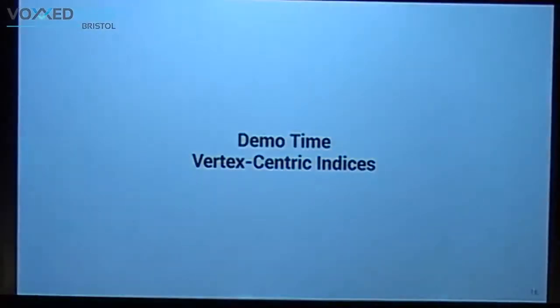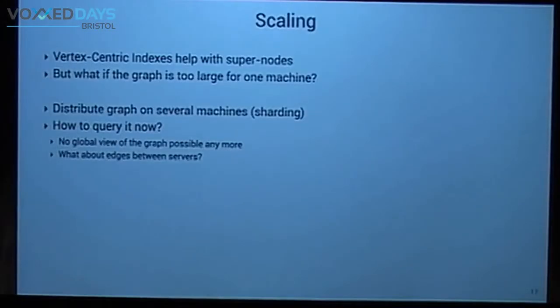But this is still running on a single machine. Now let's talk a bit about scaling. Vertex-centric indices help with supernodes. They also help in a distributed environment, of course. But what if my graph is too large to be stored on a single machine? That means I have to distribute my graph on several machines, and this mechanism is called sharding, because I chop my data set into shards and put them on the different machines.